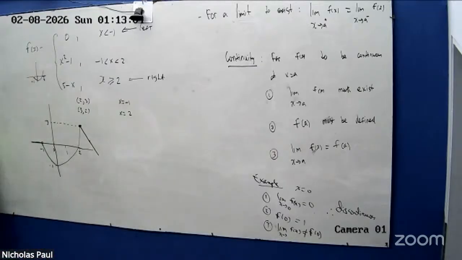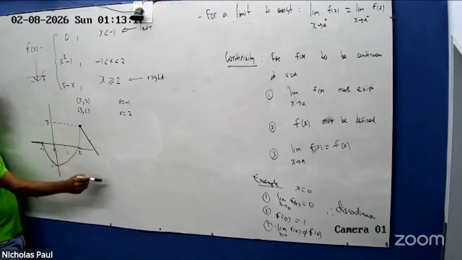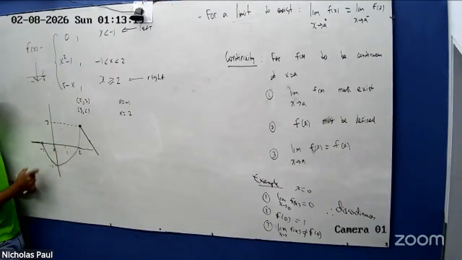Right, so the graph looks like this. Okay? First part, second part, third part.